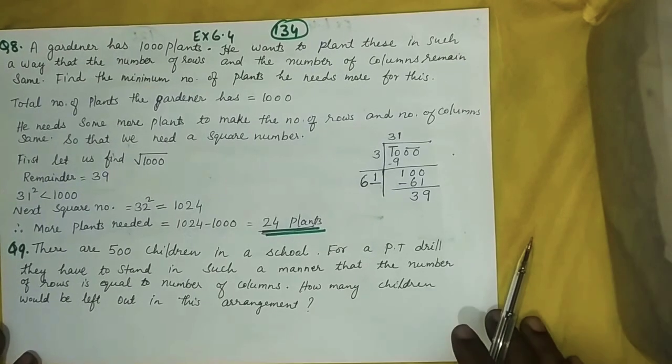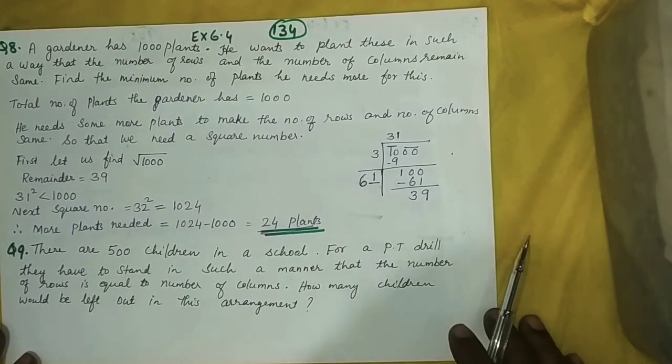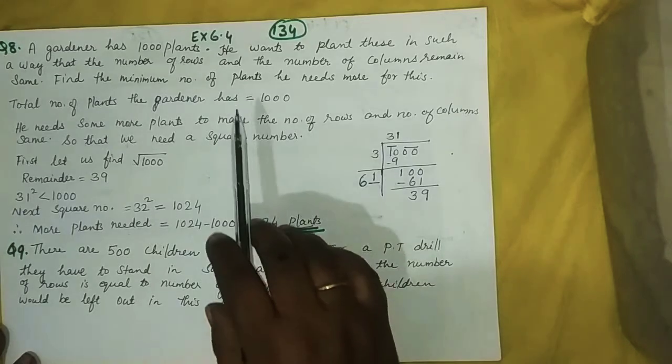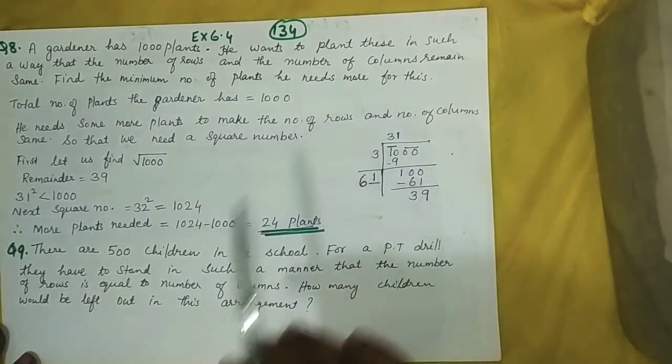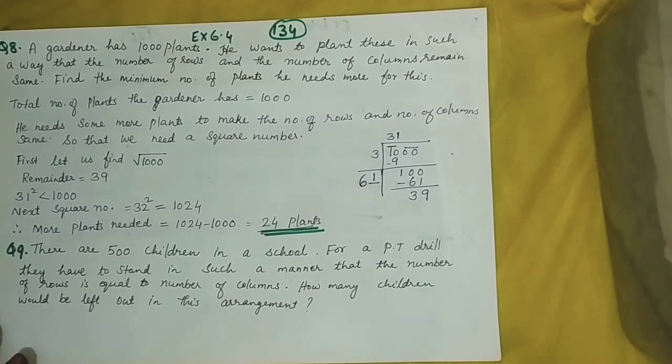Now question number 8. A gardener has 1000 plants. He wants to plant these in such a way that the number of rows and number of columns remain the same. Find the minimum number of plants he needs more for this. It is like a number is given, and what number is to be added to get a square number. We have to do it in such a way.